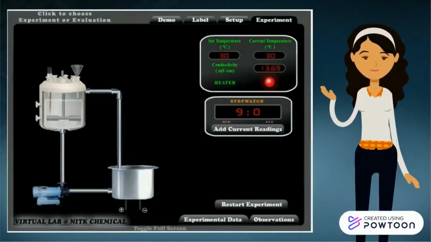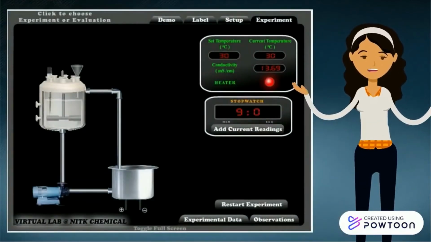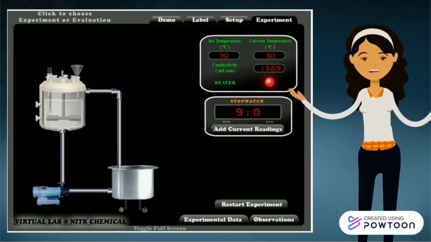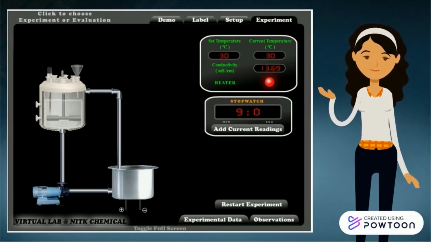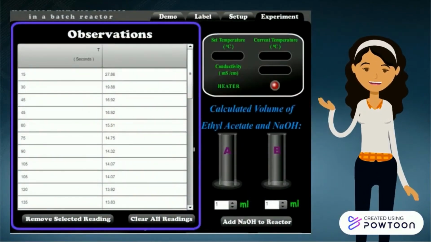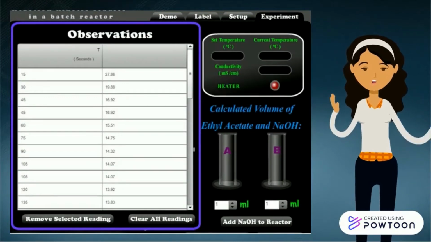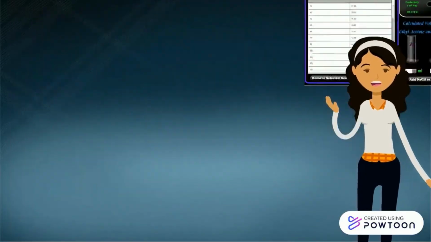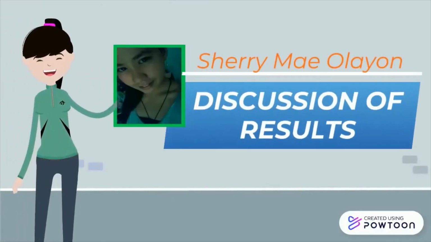The conductivity was noted down at different times with intervals of 30 seconds. This procedure was continued until no change in the value of the conductivity meter reading was observed. The experiment was repeated at various temperatures, and lastly observations and tables for the raw data were recorded and filled out respectively, and we proceeded to calculations. To discuss the results of the experiment, we have Sherry May.